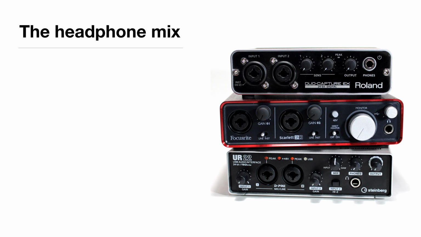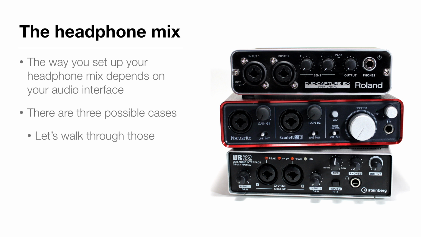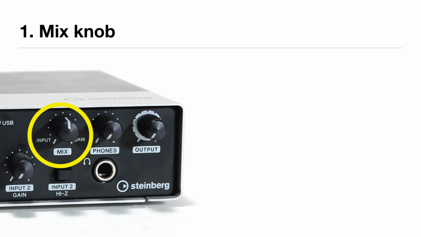Now the way you set up a headphone mix will depend on your audio interface. There are 3 possible cases. Let's walk through those now. If your interface has a mix knob with input on one side and playback or DAW on the other, you can use this knob to create a balance between the sound you're recording and the audio that's being played back from the computer. In this case, it's the balance between the acoustic guitar and the click track.